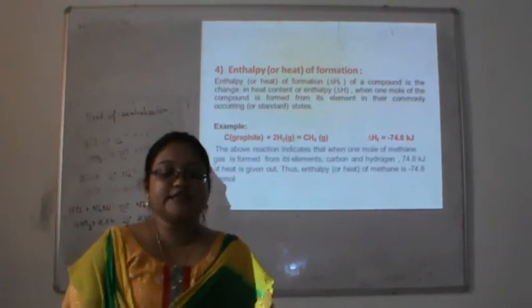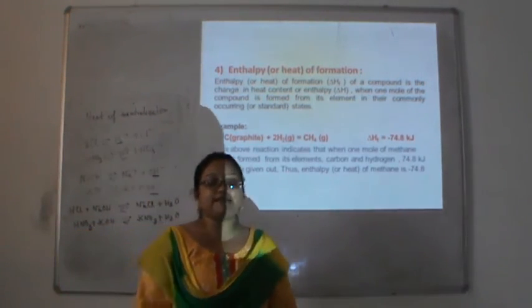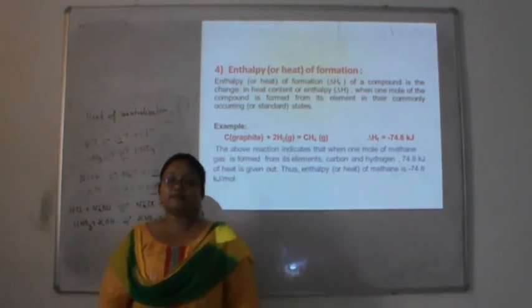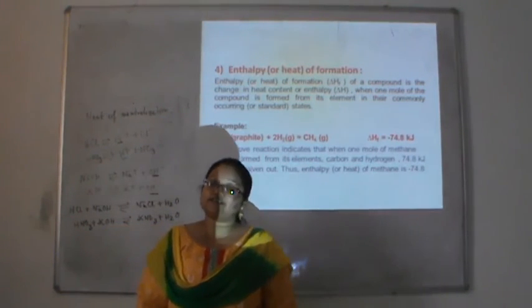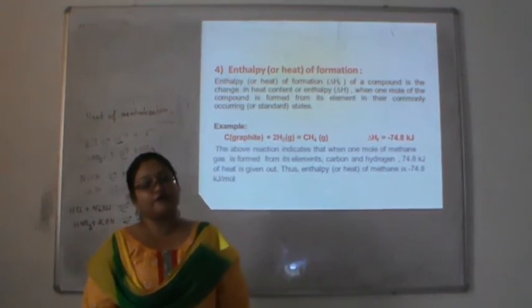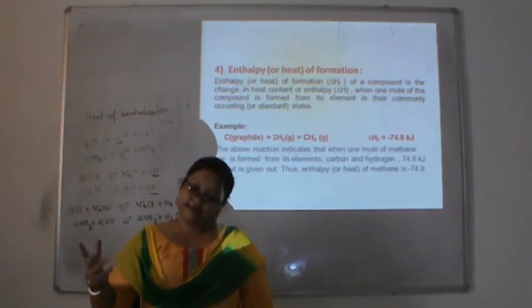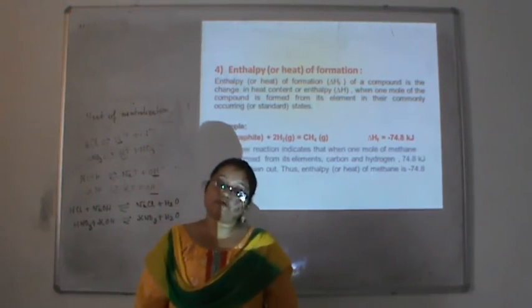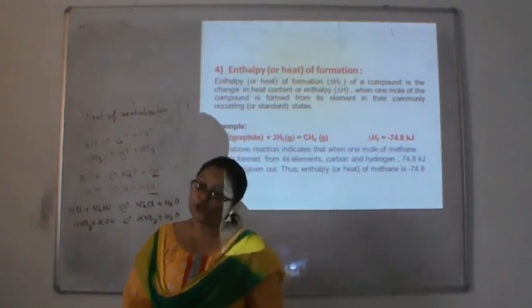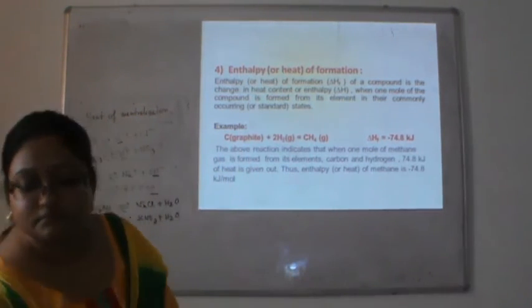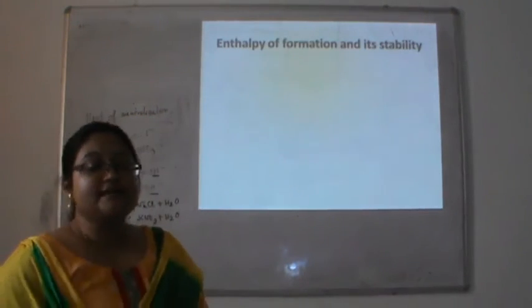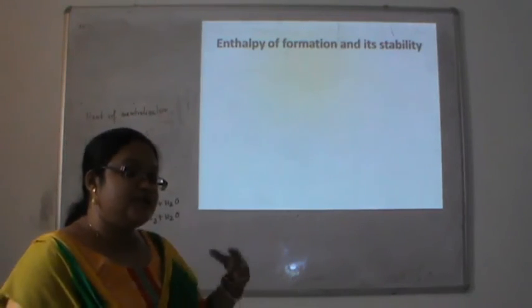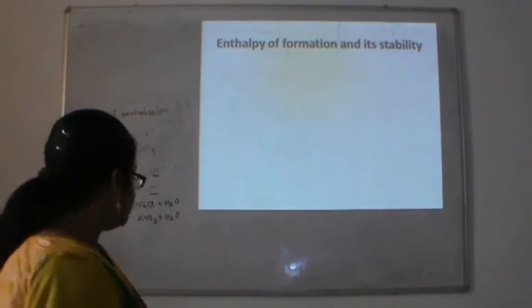The above reaction indicates that when 1 mole of methane gas is formed from its elements, carbon and hydrogen, 74.8 kilojoule of heat is given out. This is an exothermic reaction, thus enthalpy of methane is -74.8 kilojoule per mole. So enthalpy of formation is related to stability.